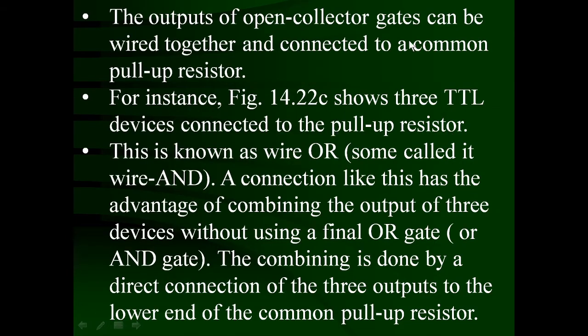The outputs of open collector gates can be wired together and connected to a common pull-up resistor. For instance, figure 14.22c shows three TTL devices connected to the pull-up resistor. This is known as wiring, or some people call it wired-AND circuit. A connection like this has the advantage of combining the outputs of three devices without using a final OR gate or final AND gate. The combination is done by direct connection of the three outputs to the lower end of the common pull-up resistor.